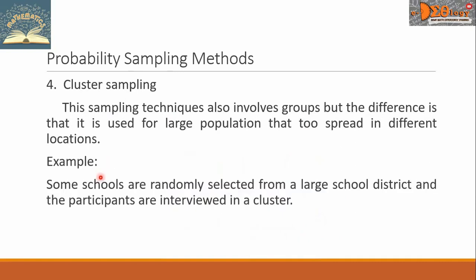As an example, some schools are randomly selected from a large school district, and the participants are interviewed in a cluster.